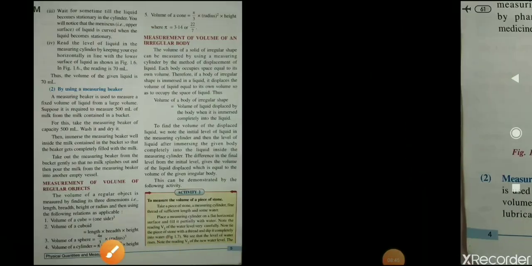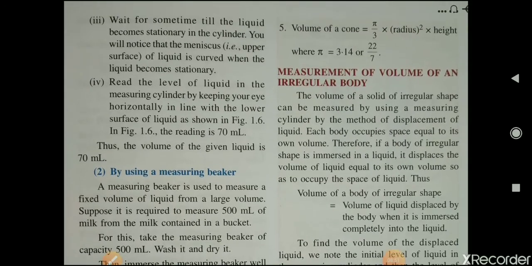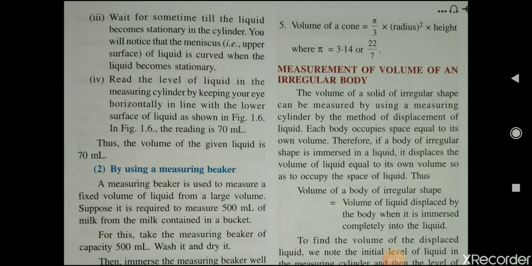Then wait for some time till the liquid becomes stationary in the cylinder. You see the meniscus, that is, this is known as meniscus. Okay, this line. So meniscus of the liquid is curved when the liquid becomes stationary. Now you can read the level of liquid in the measuring cylinder by keeping your eye horizontally in line with the lower surface of liquid, as you can see in figure number 1.6.